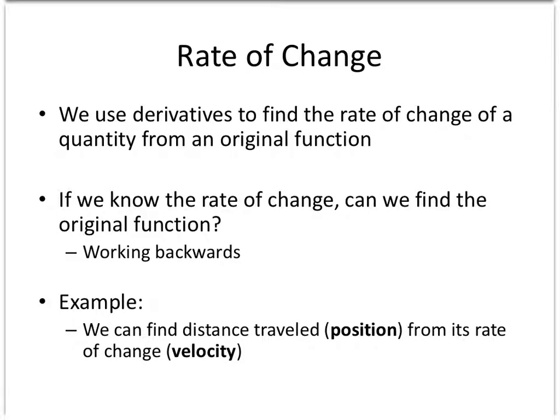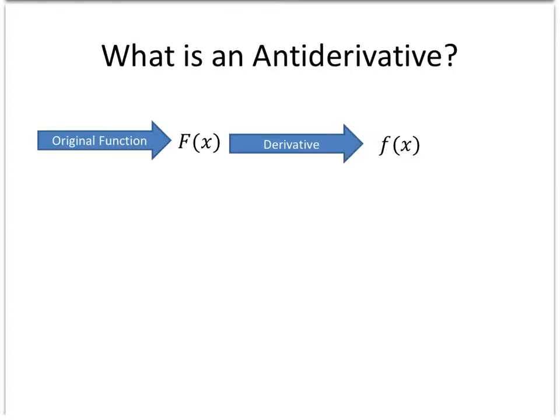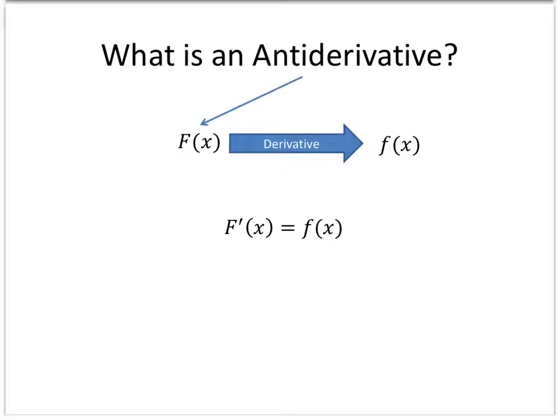So for example, we can find distance traveled. Remember, I call the original function the position function, from its rate of change, the velocity, or the derivative. So if we have some original function and then we take its derivative, we call the original function big F of x, the derivative little f, or you're kind of used to seeing it written as F prime, which means the derivative. So the antiderivative is the original.